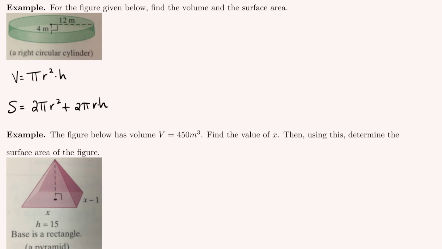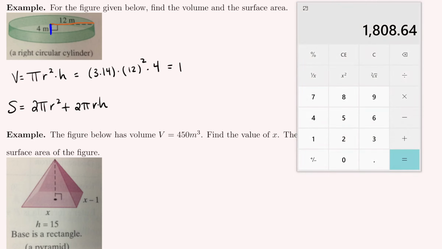Now in this figure we see clearly that the radius is 12 meters and the height is 4 meters. That's labeled in the figure. So all we have to do is correctly calculate each of these. We know we're going to use our rounded version of pi, 3.14, times our radius of 12 squared times our height of 4. Type that into the calculator, and we get 1808.64. Let's look at our units. Our length is measured in meters. Volume is cubic units, so this is meters cubed.